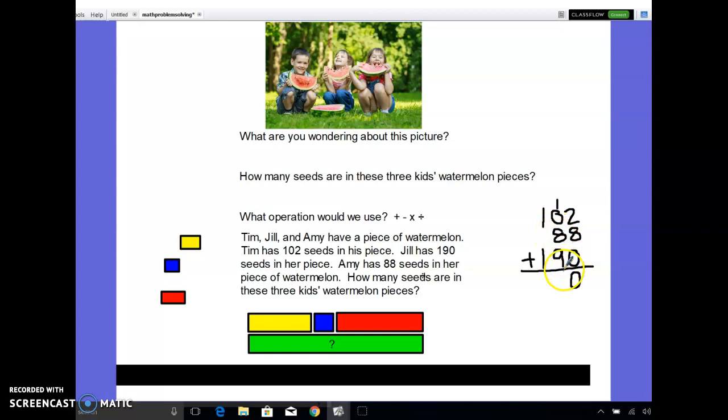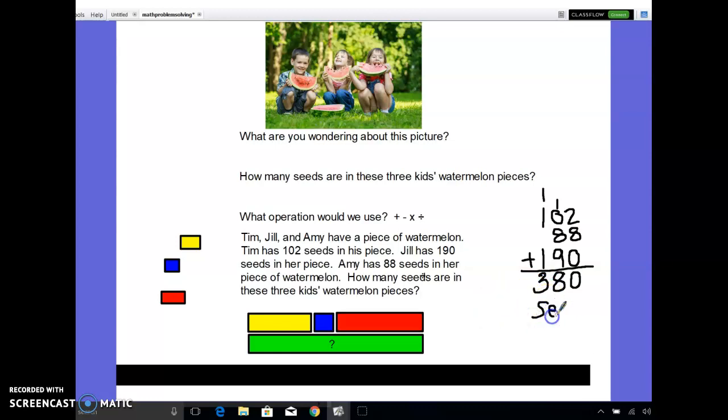So I can't put 108 there. Very interesting. But let me think about how many tens I have again. So there were 10 tens. 10 tens plus 8 tens gives me 18 tens. So I do have these 8 tens I can leave here. And then I'll put the 10 tens right here, because 10 tens gives me 100. So now I have 1, 2, 3 hundreds. So I have a total of 380.